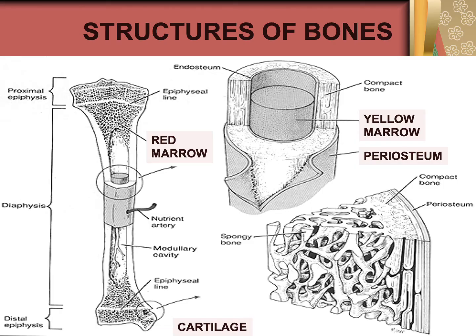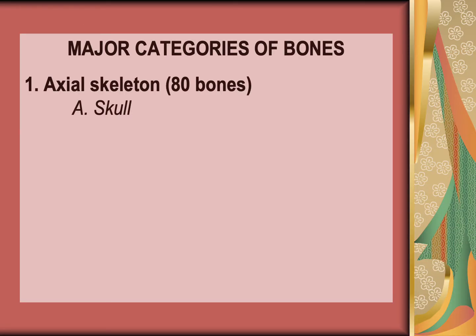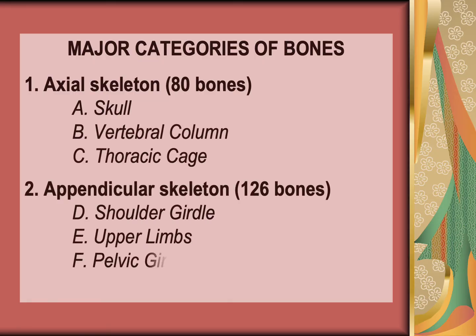We'll not go through the microscopic anatomy anymore, and we just focus on those more significant to know when it comes to nursing especially. So let us proceed now to the major categories of bones. We have the axial skeleton again. We have the appendicular skeleton, and together it makes up the 206 bones in our body.